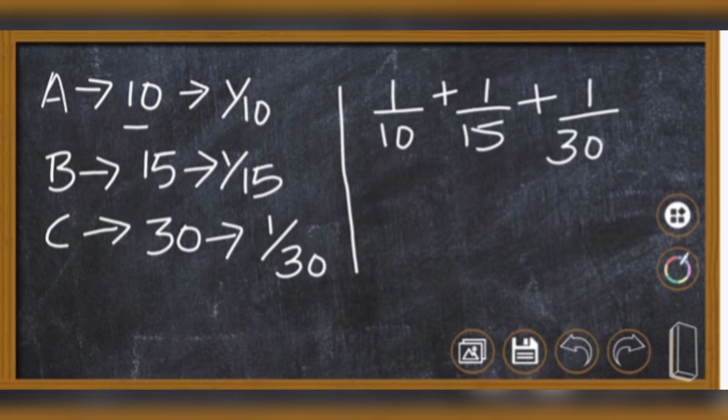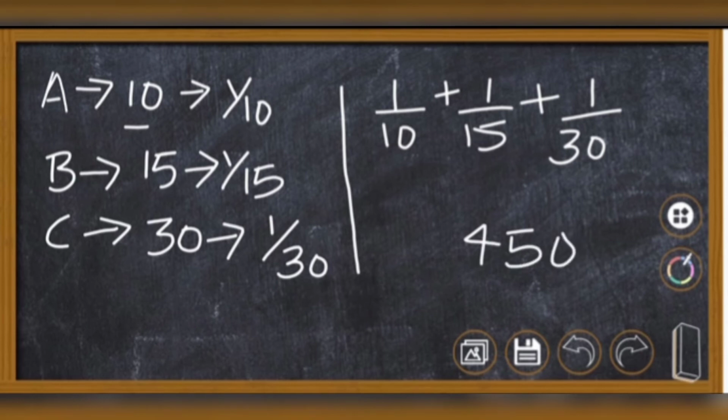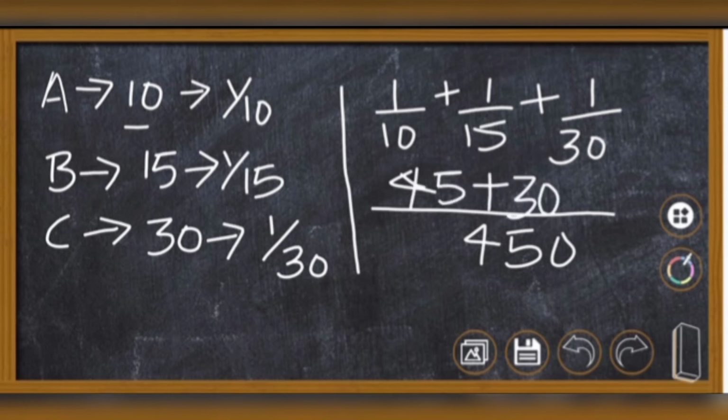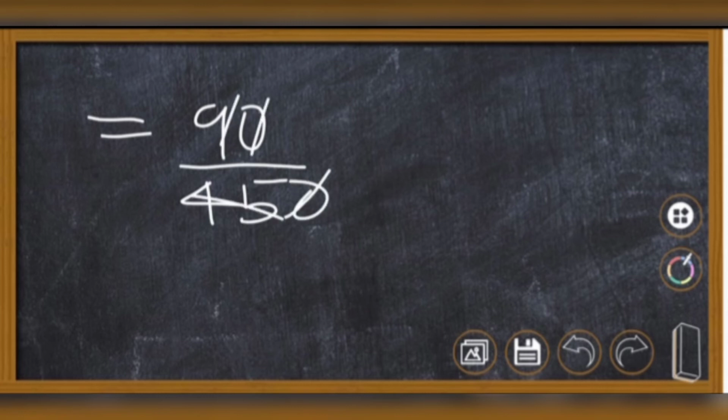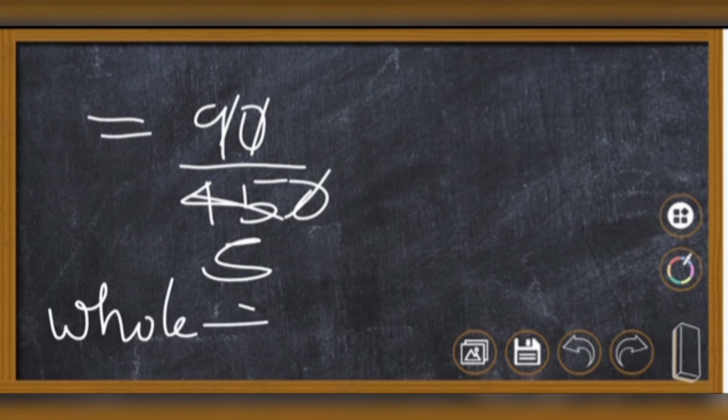So we'll take the LCM of 10, 15 and 30. The LCM will be 450, and the numerator will be for A, 450 divided by 10 gives 45, plus 450 divided by 15 gives 30, plus 450 divided by 30 gives 15. So 45 plus 30 plus 15, that is 90. So that is equal to 90 divided by 450, which gives you 1 by 5. This is the work done in one day. So the whole work will be done in the reciprocal of the answer, that is 5 days.